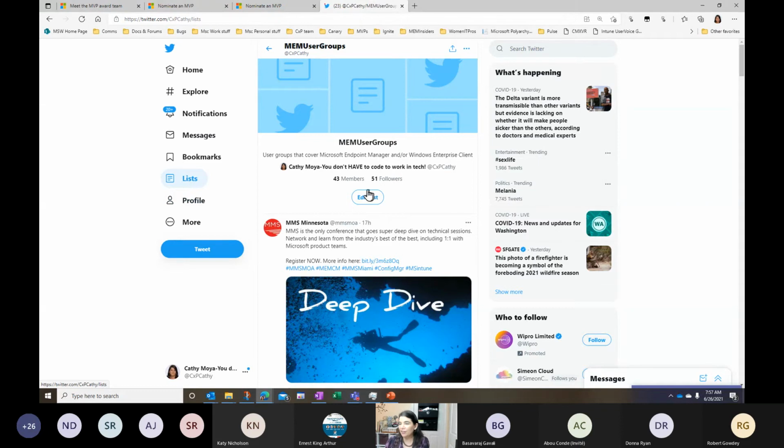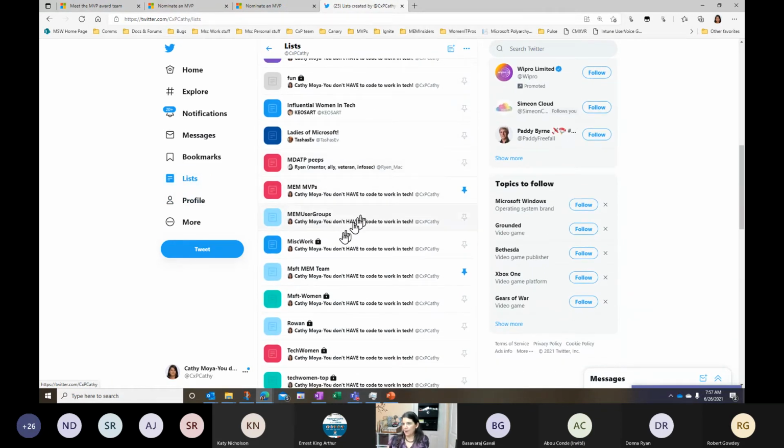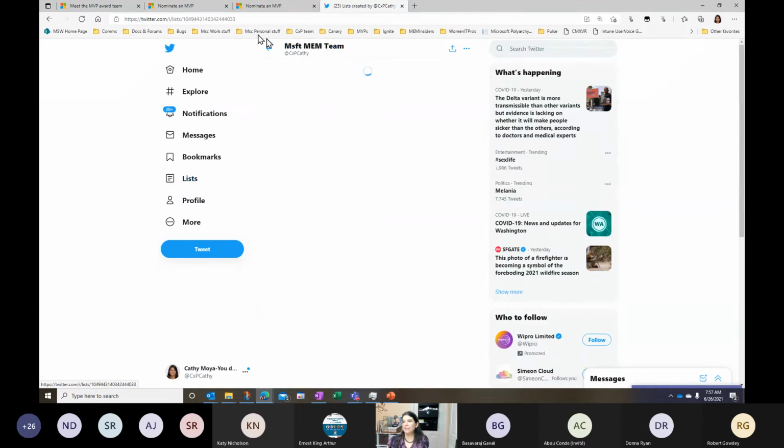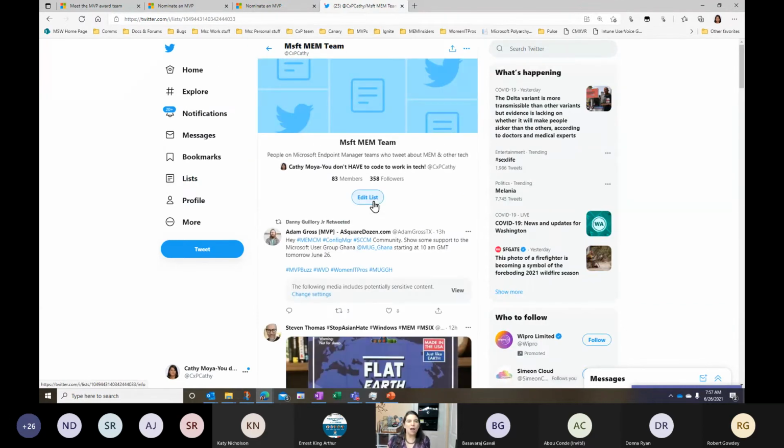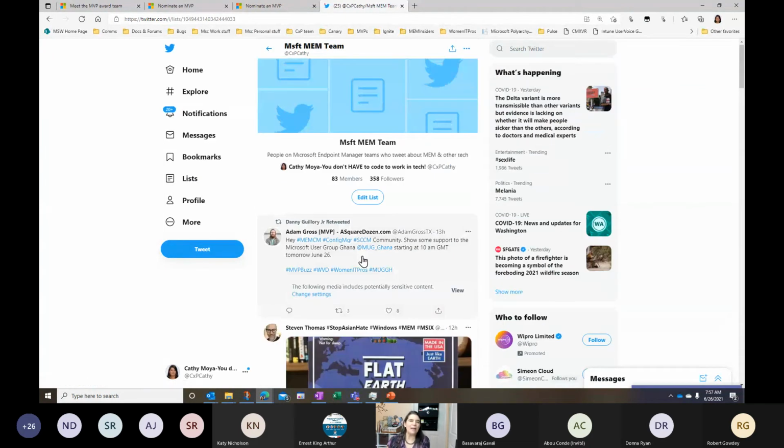And then the other one that I definitely recommend that you follow is the Microsoft Mem Team. So these are people on the product team or related to our product team, you know, Danny, Steven out there. Sometimes they're tweeting about work stuff, sometimes they aren't. But if they've identified themselves as working on the product team, then I try to keep everybody on this list so that you can find them easily.